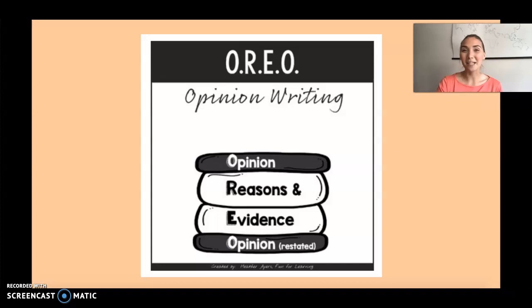We know that an opinion writing piece is built like an Oreo. You state your opinion first in your topic sentence, then you stuff your detailed sentences full of reasons and evidence. Finally, you state your opinion again in your closing sentence. Today, we are going to focus on these detail sentences, the reasons and evidence for your opinion.